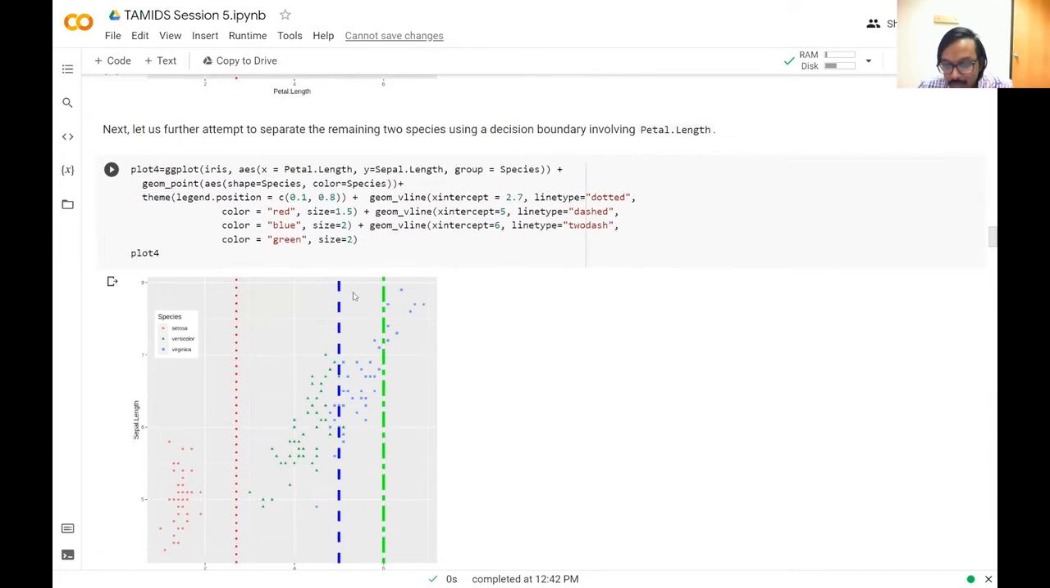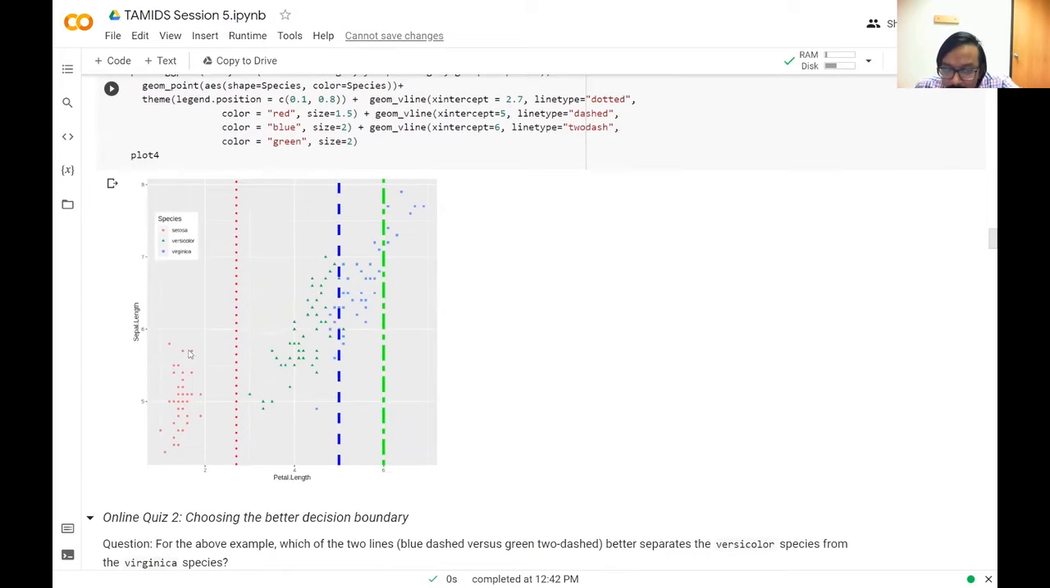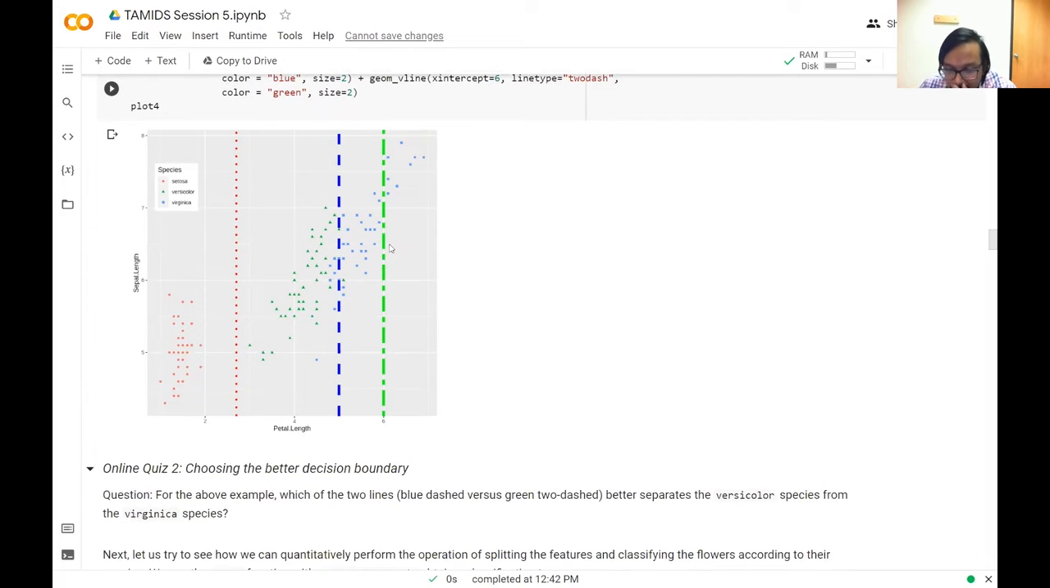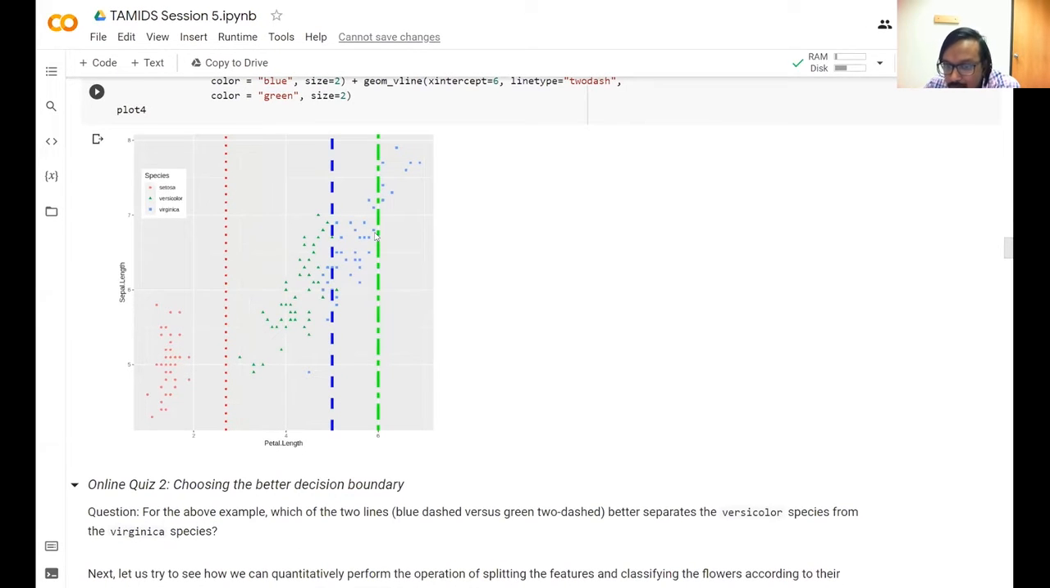Now, a little question for you. We have already separated out the setosas, right? And we have these 2 candidate separators or boundaries to separate out the versicolors from the virginicas. So quickly, let us look at the next poll number 2, where you are trying to choose the better decision boundary. Which of these 2 boundaries, the blue dotted or the green double dotted, does a better job of separating the versicolors from the virginica?